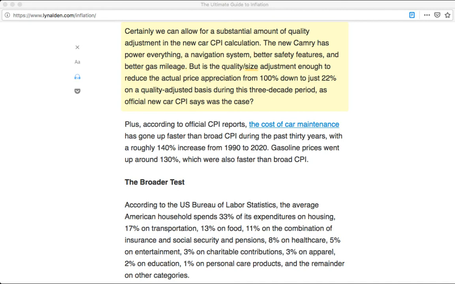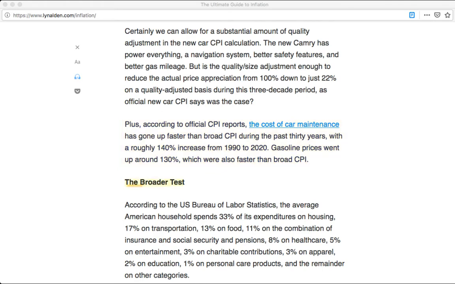But is the quality size adjustment enough to reduce the actual price appreciation from 100% down to just 22% on a quality adjusted basis during this 3-decade period, as official new car CPI says was the case? Plus, according to official CPI reports, the cost of car maintenance has gone up faster than broad CPI during the past 30 years, with a roughly 140% increase from 1990 to 2020. Gasoline prices went up around 130%, which were also faster than broad CPI.